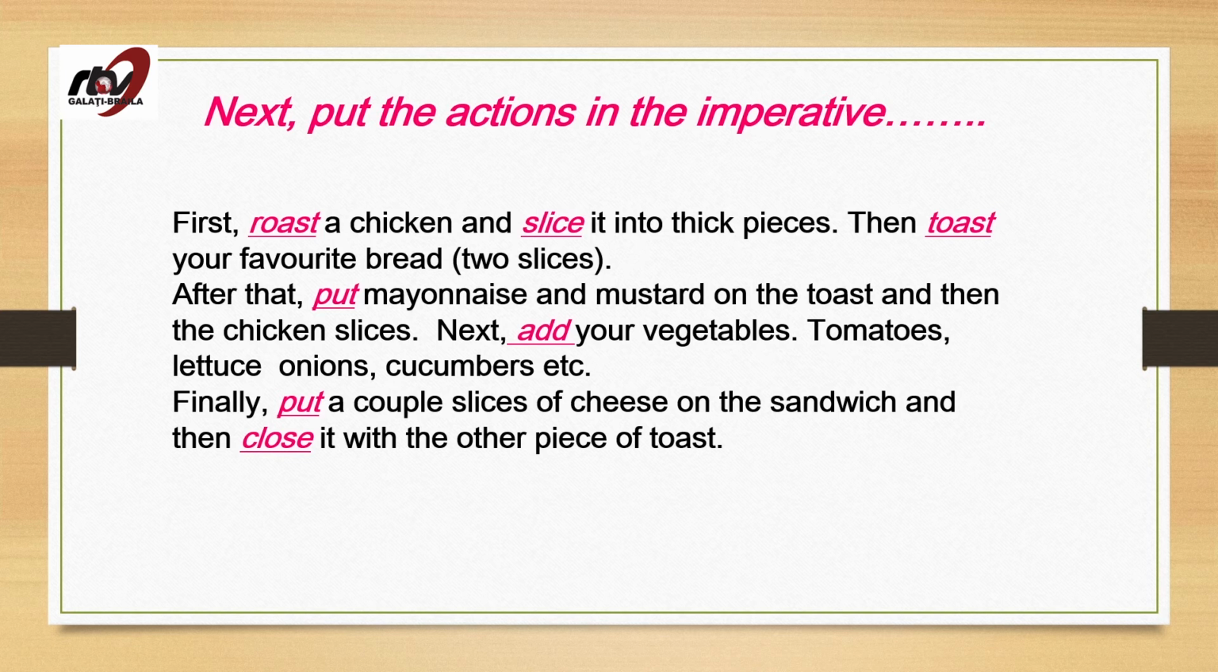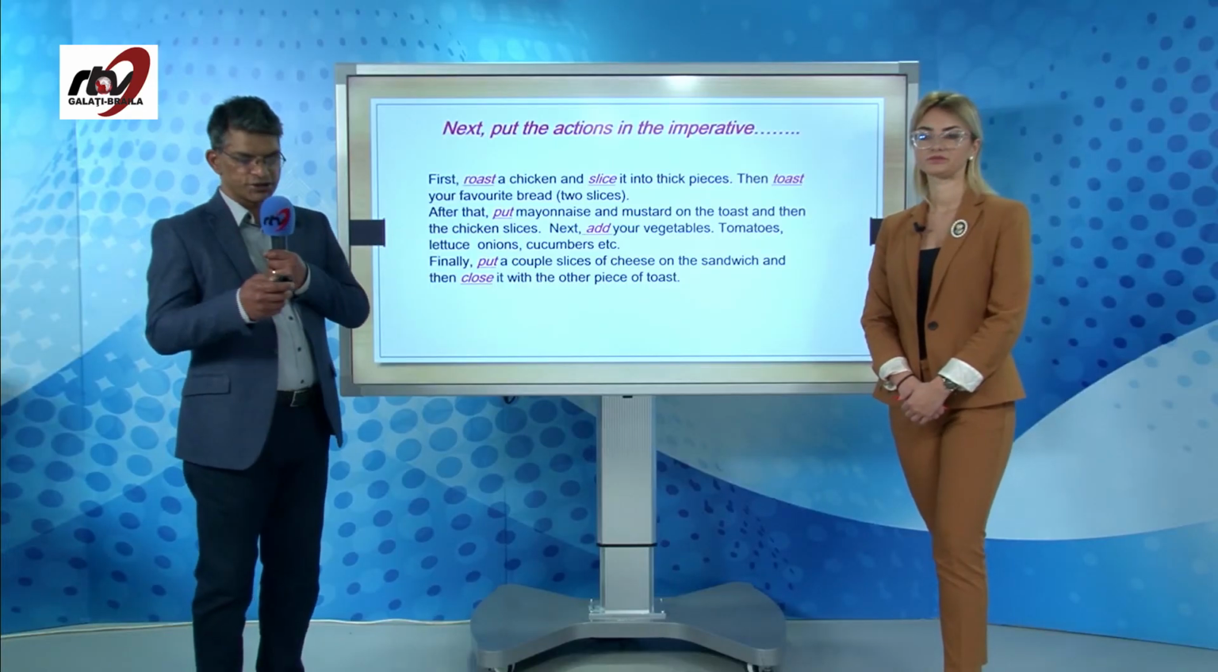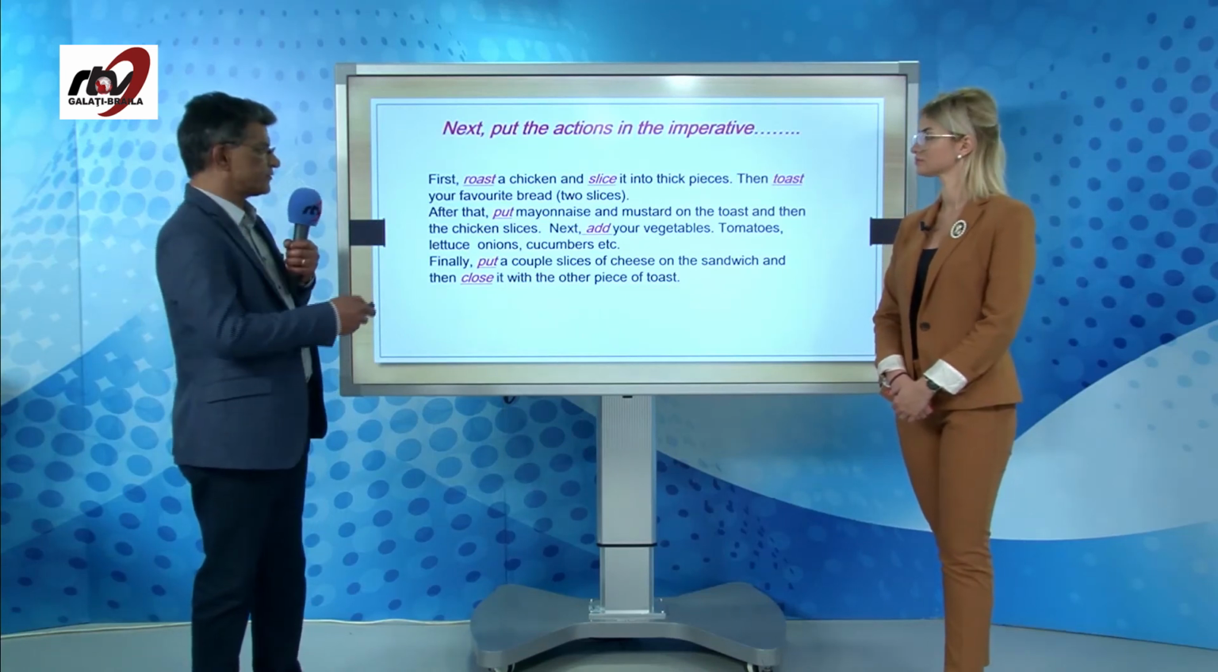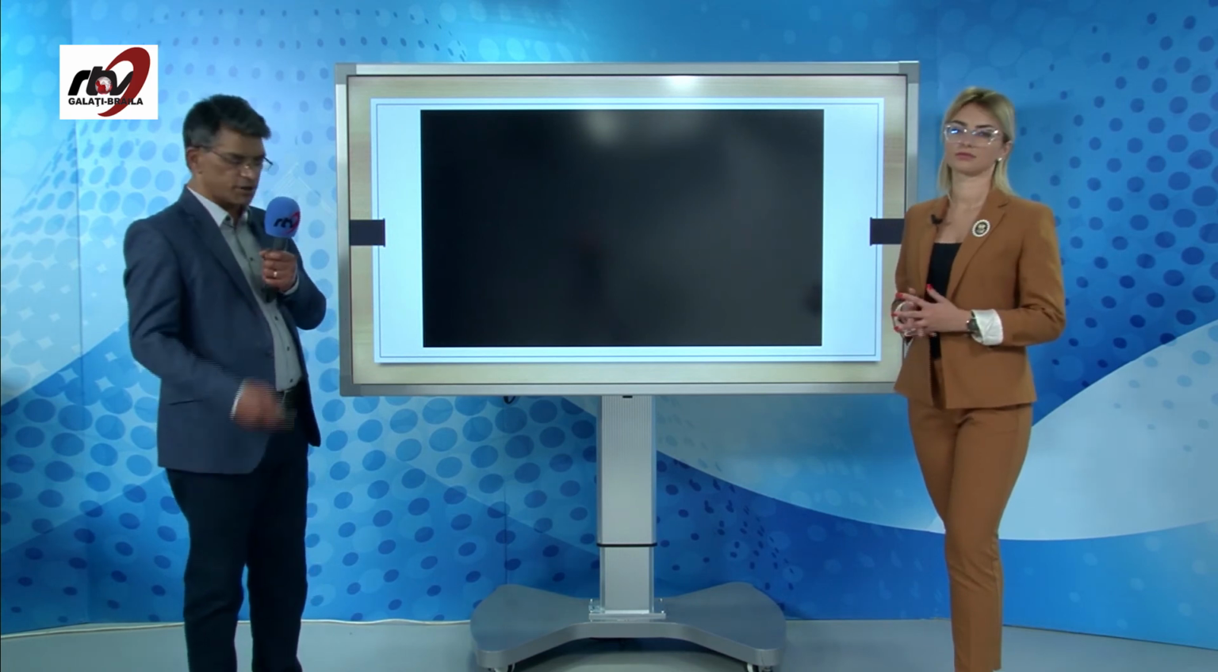After that, put mayonnaise and mustard on the toast and then the chicken slices. Next, add your vegetables. Again, an imperative: tomatoes, lettuce, onions, cucumbers. And finally, put a couple slices of cheese on the sandwich and then close it with the other piece of toast. So remember, students, sequences and imperatives for writing instructions. And now we have a short video for you just to help you remember how instructions can be written.